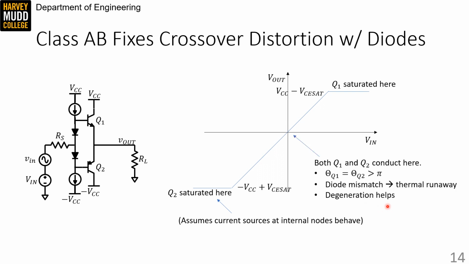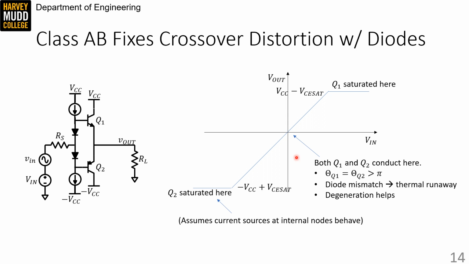Second, there's a narrow window in the middle of this amplifier where both Q1 and Q2 are conducting. By definition, that means that both Q1 and Q2 have conduction angles that are greater than pi, which is why this is called a class AB amplifier. It's partway between the 2 pi conduction angle of class A and the pi conduction angle of class B.